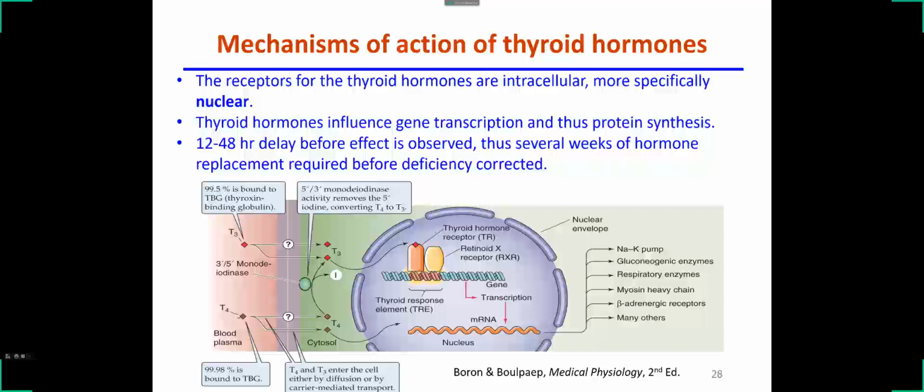So several weeks of hormone replacement therapy are required before deficiency in a patient is corrected. So if you measure thyroid deficiency in a patient, don't expect to see changes in a few hours. It's going to be several days or weeks of treatment before you will expect to see any changes manifested.